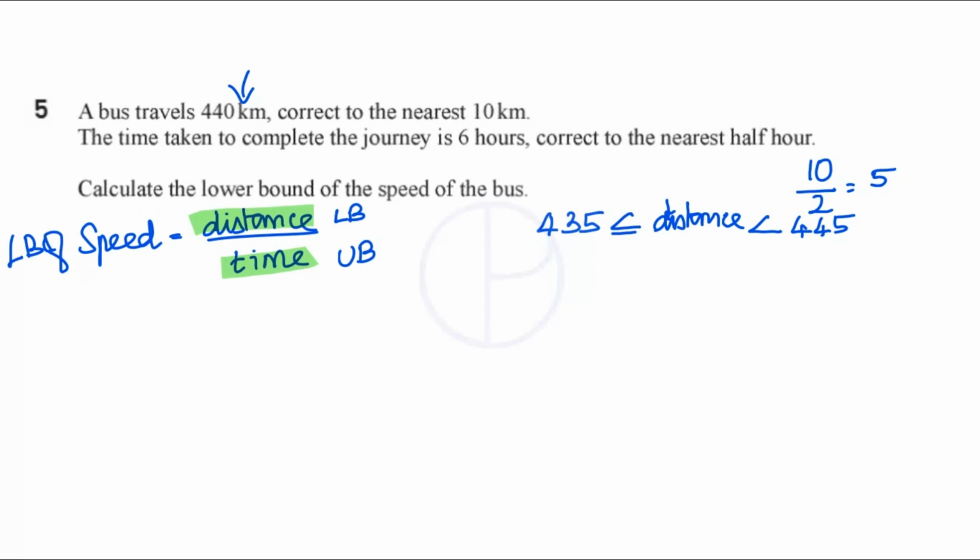And for the time, it is corrected to the nearest half an hour. So half an hour, let's take it as 0.5 divided by 2, which is 0.25. So 6 hours minus 0.25, so 5.75, less than or equal to time, less than 6 plus 0.25, so 6.25.